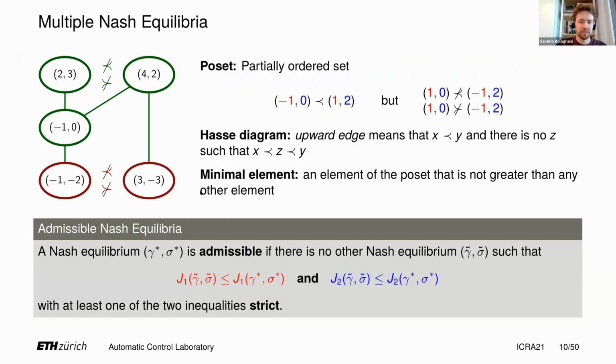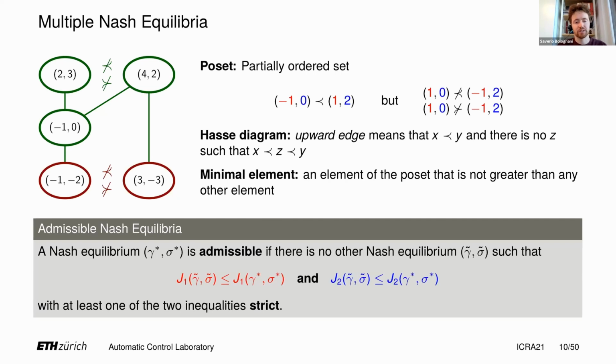Now, the minimal elements of this set, which is not a unique element in general, are what are called admissible Nash equilibria. So, as a definition, a Nash equilibrium is admissible if there's no other Nash equilibrium that is better or equal for both players with at least one of the two inequalities strict. If they are incomparable, like this one, or if they have the same outcome for both, then they're both admissible. And you can have more than two, right? You can have many admissible Nash equilibria.